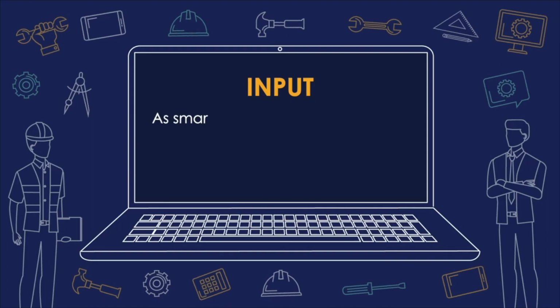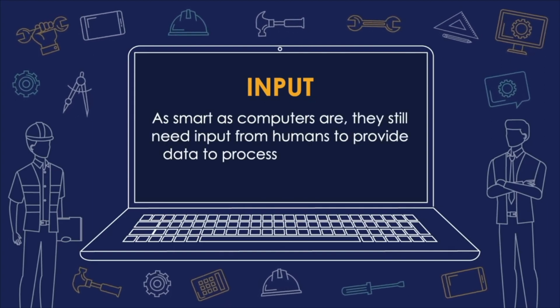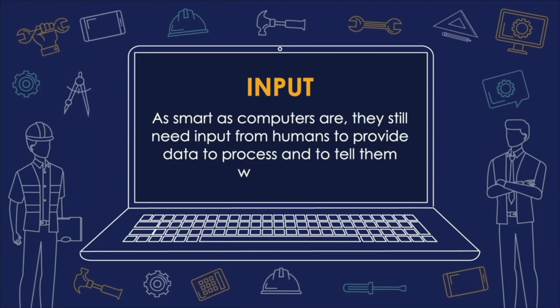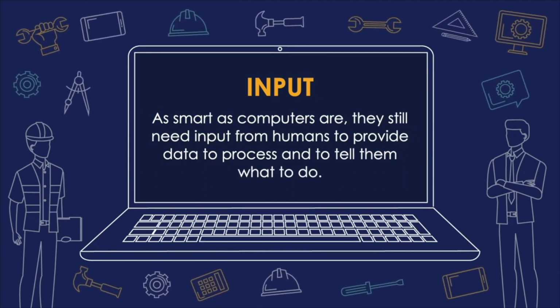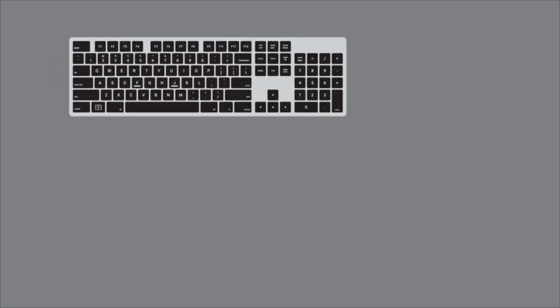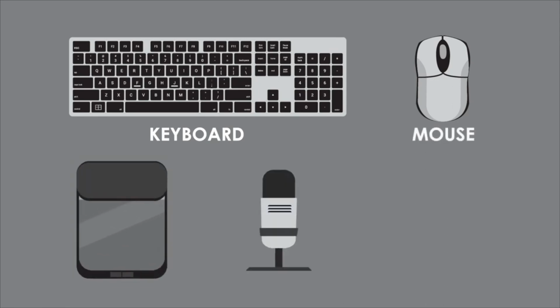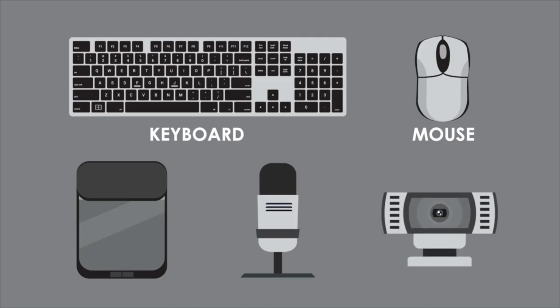Let's start with the input. As smart as computers are, they still need input from humans to provide data to process and to tell them what to do. Computers today accept input from a variety of devices. The two you are probably most familiar with include the keyboard and the mouse. Almost all modern computers have these devices. Other common input devices I'm sure you are familiar with are scanners, microphones, and webcams.